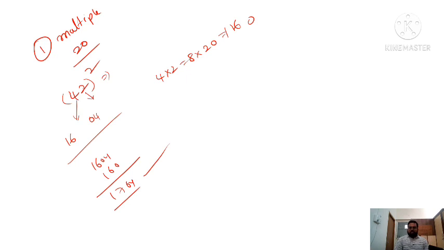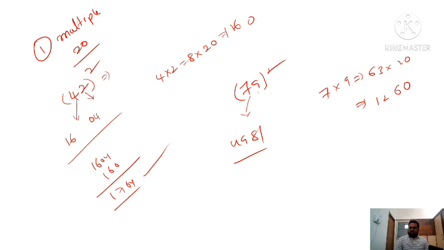So easy way. Another example, 79 whole square. 7 square is 49, 9 square is 81. So 7 into 9 is 63. 63 into 20 is 1260. Add these two. This is the answer. This is the multiplication of 20 method. You have to find perfect squares.